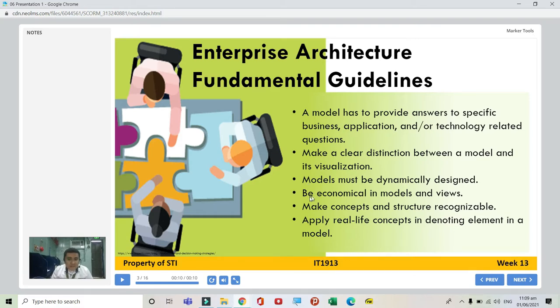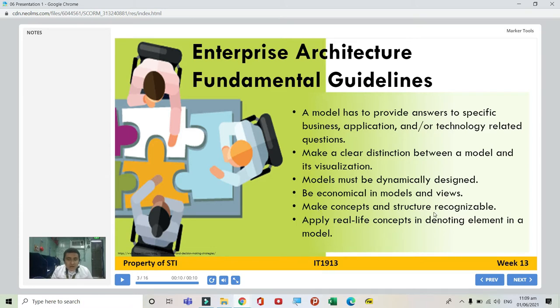Second, you have it here, be economical in models and views. What does be economical mean? It means your enterprise architecture model should not only cover business operations, but should also provide insights on sales, on profit, on inventories, right? It can't be limited to business operations only. So being economical means it will touch more on the financial aspects, okay?